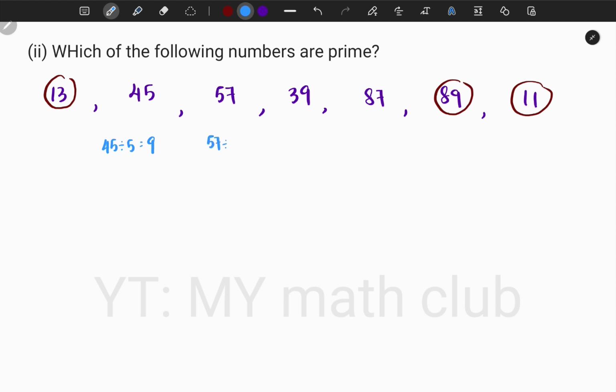Okay, 57 you can divide by 3, you get 19. 39 you can divide by 3, you get 13. And 87 you can divide by 3 to get 29. So all of these numbers not only can be divided by 1 and itself, they can also be divided by another integer. So that's what proves that they are not prime numbers.